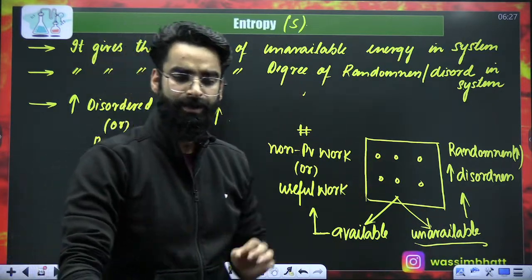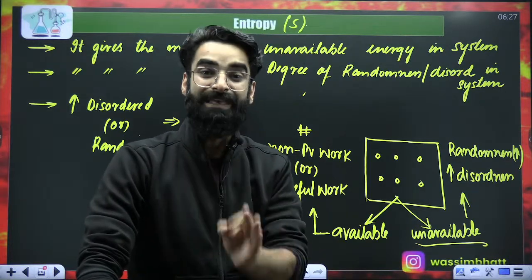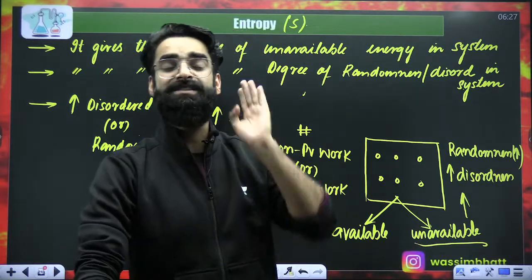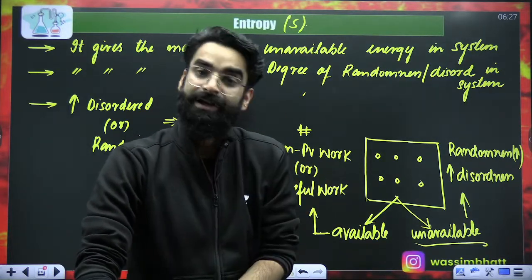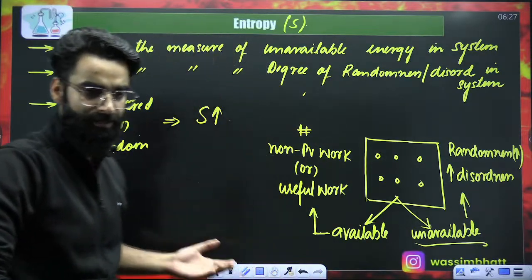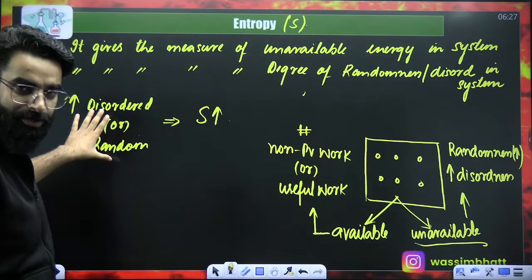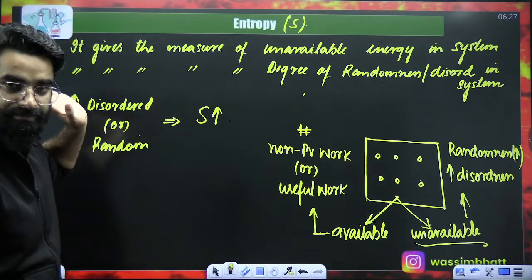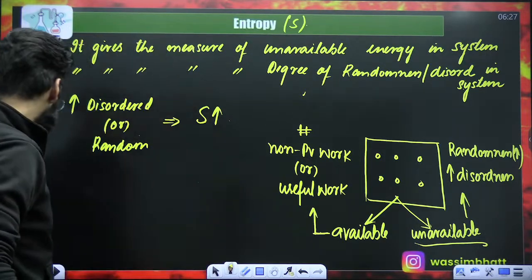So can I say, the more the unavailable energy in the system, the more random the system will be, the more disordered the system will be, and the more the disorderness of the system, the more will be the entropy of the system, right? So these three points which I discussed over here: the more random or disordered the system, the more is going to be the entropy of the system. That's all.